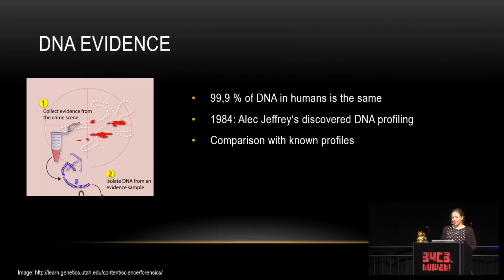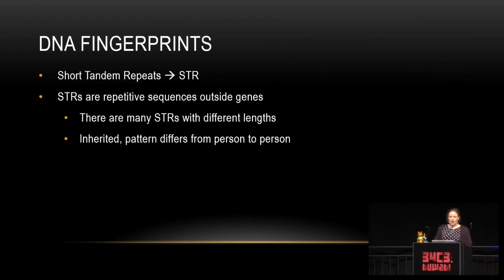And in 1984, Alec Jeffreys discovered DNA profiling, where he saw that he could use this 0.1% to identify people. And it is possible to compare the DNA profile of one person with another person, and it can also be used to find relatives for paternity issues, for example. And often this is referred to as DNA fingerprints. And what this really means is checking for short tandem repeats, or STRs. And these STRs are repetitive sequences outside of genes. So they have nothing to do with how we look.